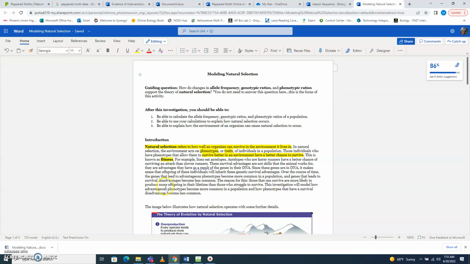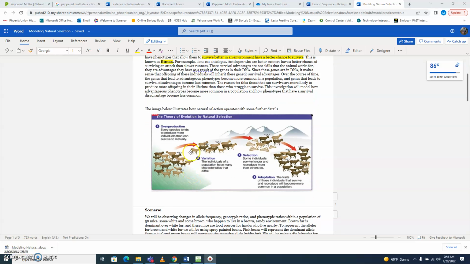This investigation will model how advantageous phenotypes, or phenotypes that help an animal live, become more common in a population, and how phenotypes that have survival disadvantages become less common. This picture shows the theory of natural selection and some of the things that fall into it. We see overproduction, variation, selection, and adaptation. Let's start with overproduction. Every species tends to produce more individuals than can survive to maturity. So overproduction essentially means that there are too many animals.